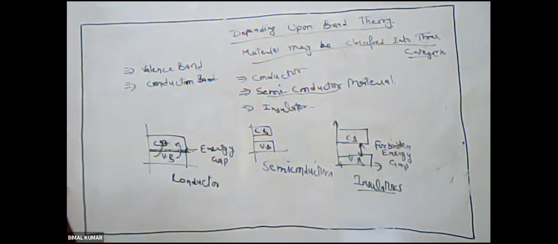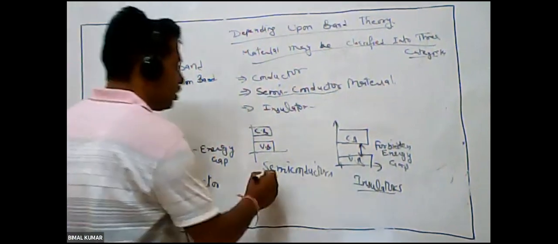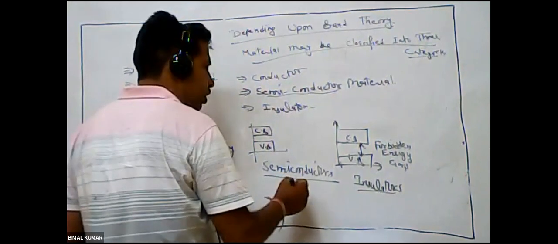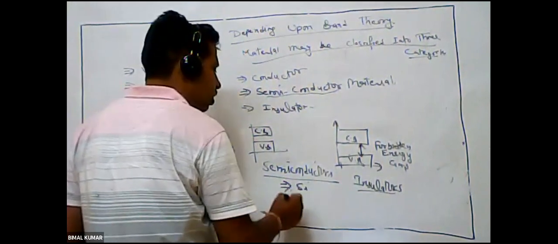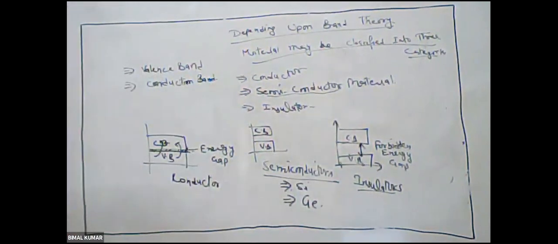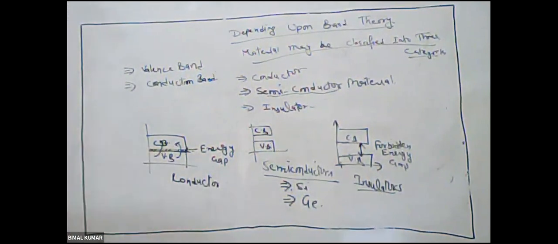Now whenever we say semiconductors for commercial use, we are using two materials. One is silicon and the second is germanium. Silicon and germanium are the two semiconductor materials which are generally used in industry for the manufacturing of semiconductor devices.